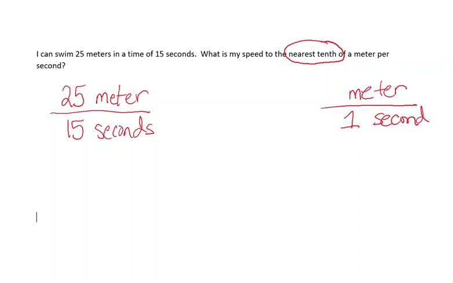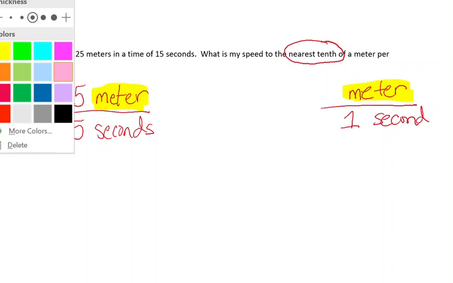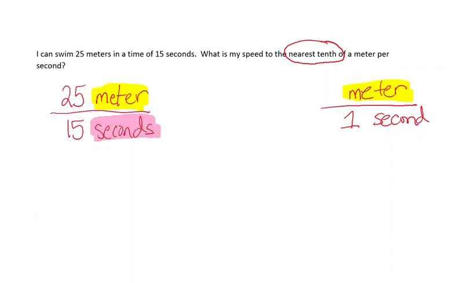First thing you should always pay attention to is the units. We have meters on top in our given speed, and we have meters in the speed that we want. So we do not need to do anything to change the units in the numerator. Look at the units in the denominator. We have seconds on bottom. So here, we're not using any conversion factors to change the units.